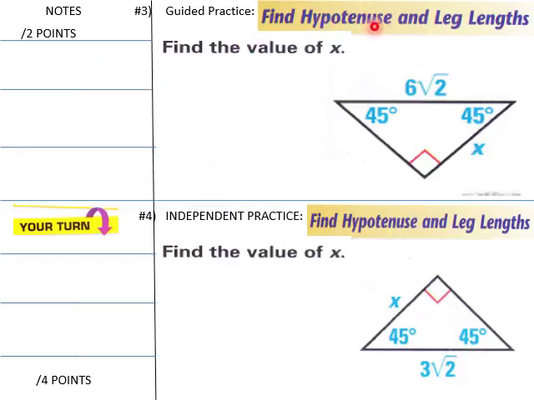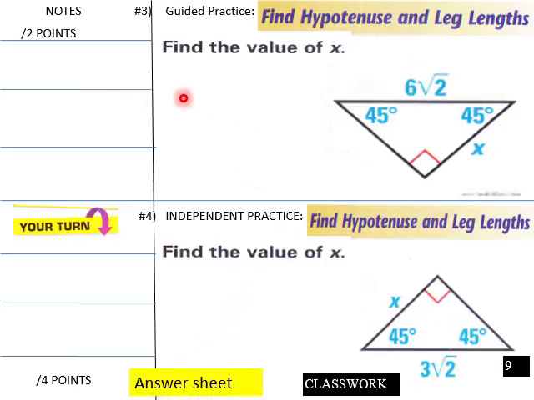Okay, our next guided practice, find hypotenuse and leg lengths. So we have a hypotenuse here, and then we have a leg. And then we have the same thing here, a hypotenuse and a leg. So how do we go about finding that? Students, I'll give you 4 minutes to find these out.